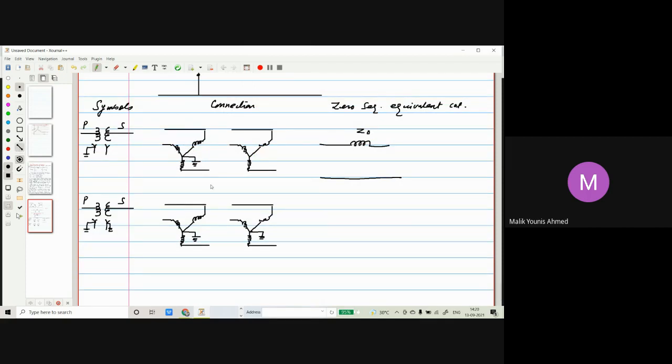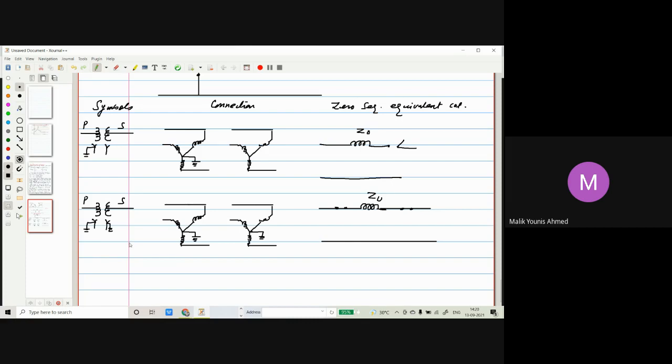I'll draw it like this. No connection with the ground. That's all. But here the difference is that this switch and this switch are closed. Here, this switch was open. This is the only difference. Okay, so that's very good.